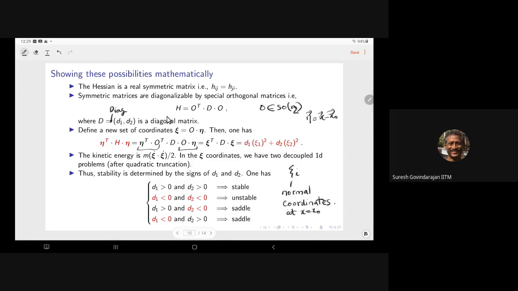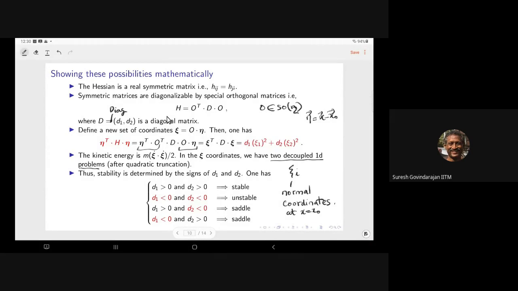Okay, now I can be more specific. So we get these numbers d1 and d2, and the kinetic energy is just usual. You can go back and check that it is just m xi dot square upon 2. Okay, in xi coordinates we thus have 2 decoupled 1d problems. This is the most important point. Of course, after we throw away all the cubic and higher order pieces.